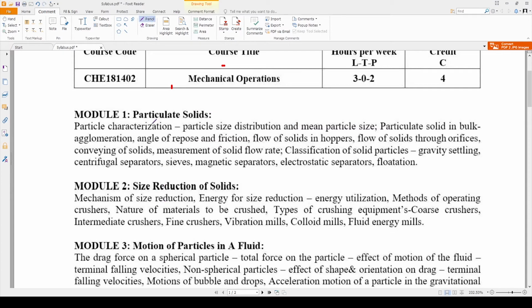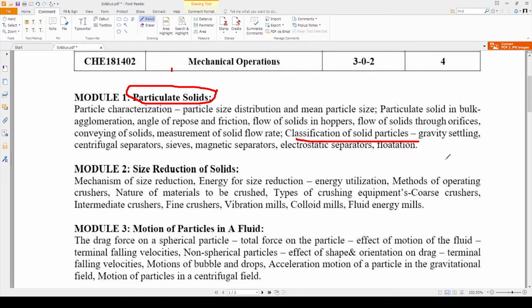Firstly, in module 1, we'll study particulate solids. In this module, we'll be basically dealing with how to characterize a particle, how to define an average particle size, how to handle solids put in bulk, agglomeration, how to store the solids, how the flow of solids in hoppers or pipes varies with pressure and other factors, how to transport those solids, and how to classify the solid particles based on different characteristics.